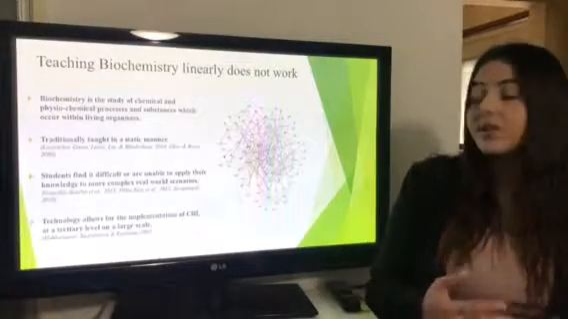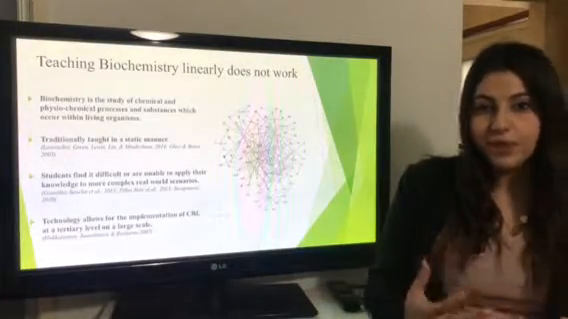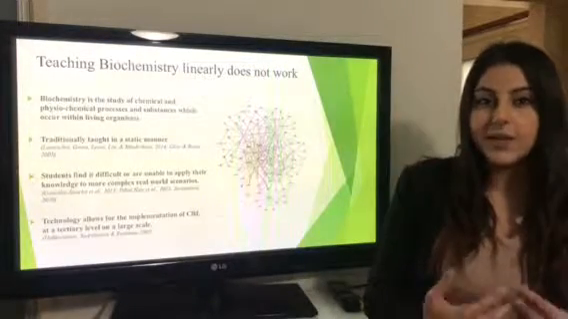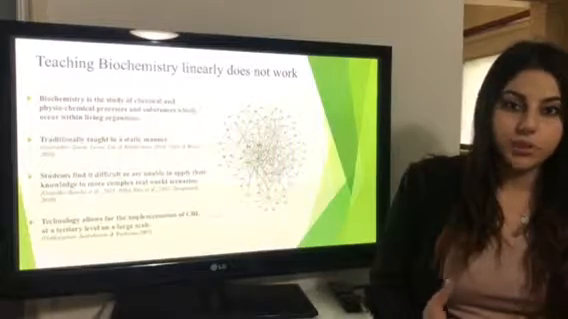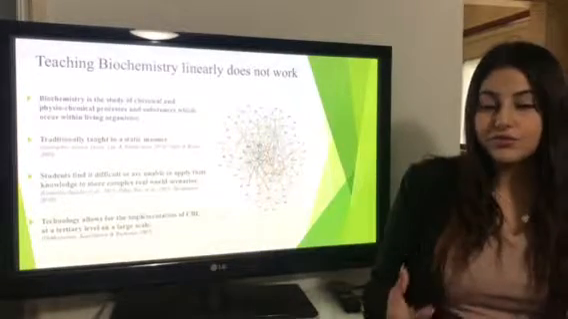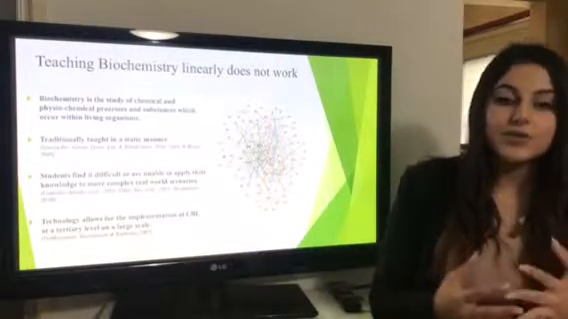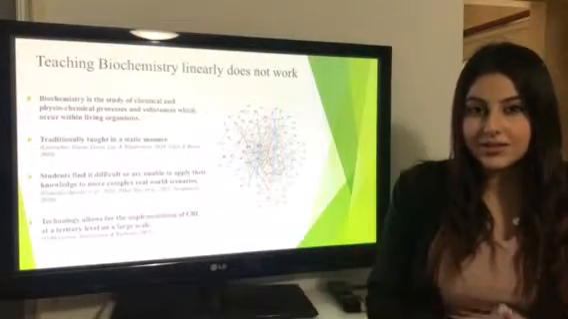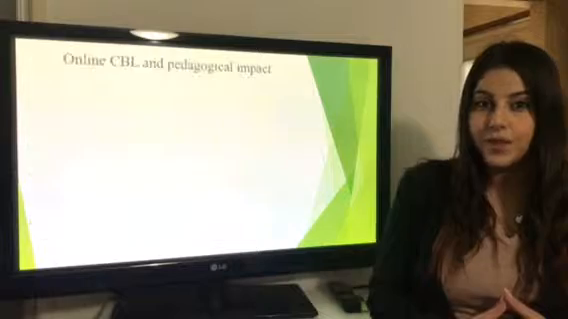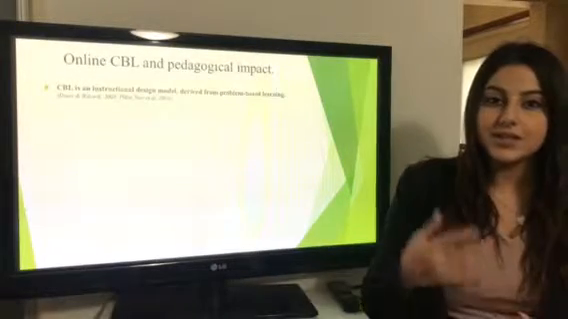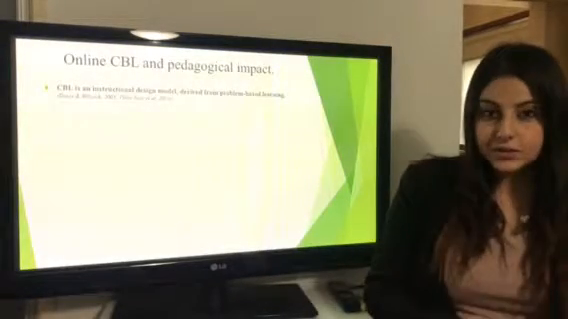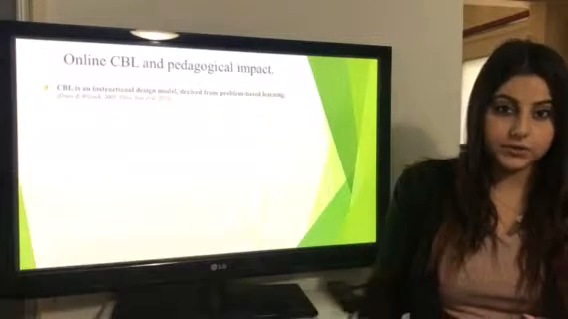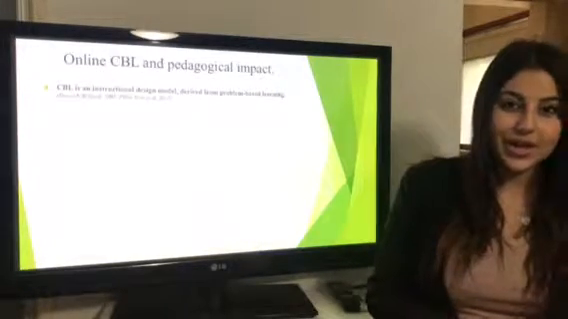Now, what technology would allow us to do is provide a platform for students to get involved in case studies or case-based learning and allow them to apply their theoretical knowledge to a real-world context. And by using technology, we can do this on a large scale and get to large classes at a time at a tertiary level. Now, the online case-based learning system at its core is case-based learning, which is derived from problem solving or problem-based learning.